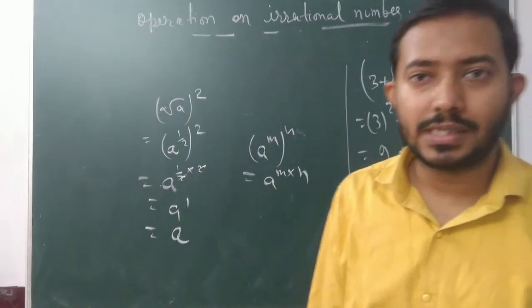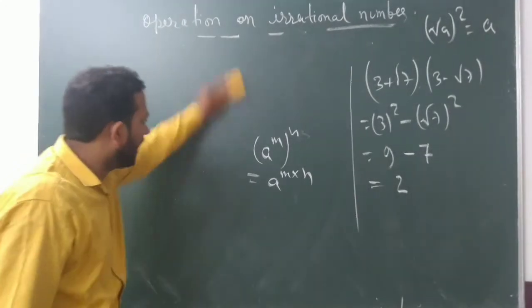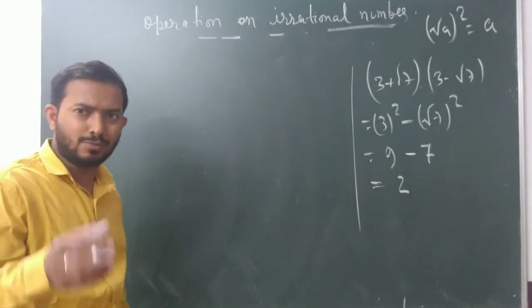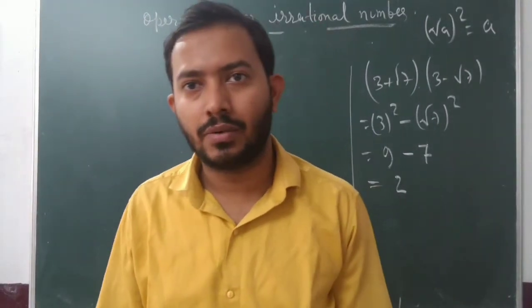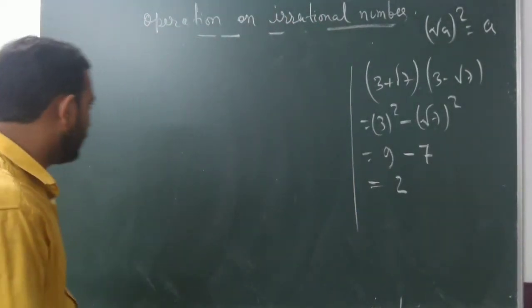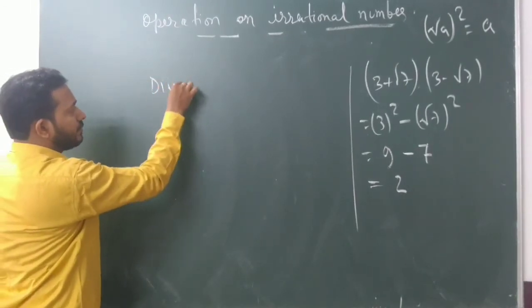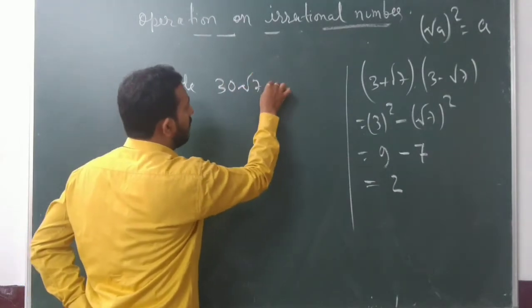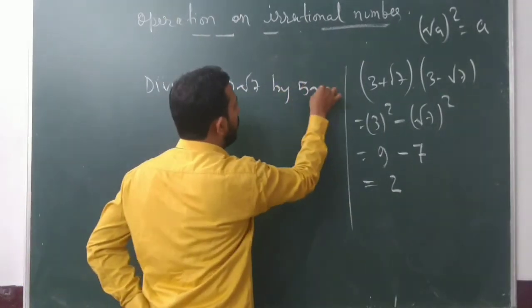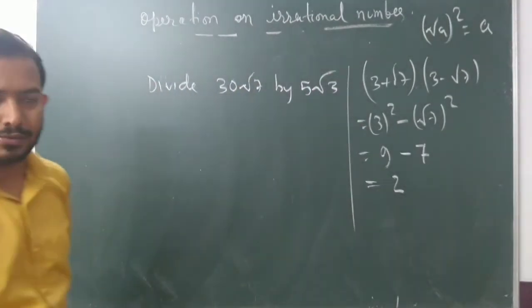Okay, we'll see the division part. Let's see here, a very simple part. Division is nice. We'll keep it small, and in the next video we're going to see the rationalizing part, and then we'll go for that one. But not now. So here the division, like if I give you, divide 30 root 7 by 5 root 3. Take it like that.